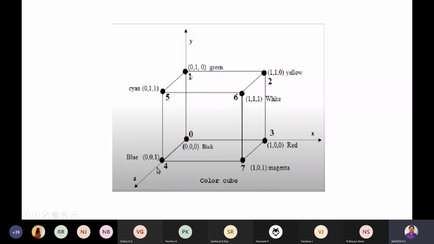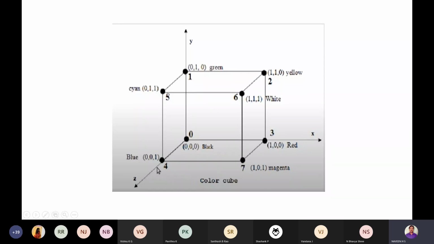Now 1, 2, 6, 5. So that is another face. Next here 2, 3, 7, 6. So this is another face. So total now 4 we have finished. Next 0, 1, 5, 4. So this will be the other face. Next, 5 faces over. Next 0, 3, 7, 4. So this will be the 6th face.